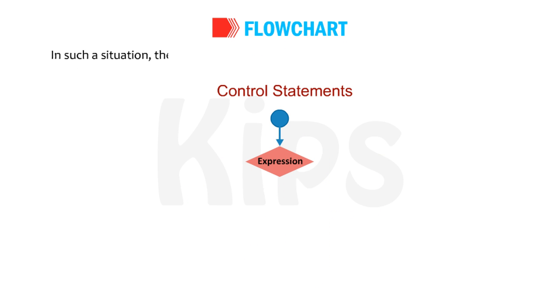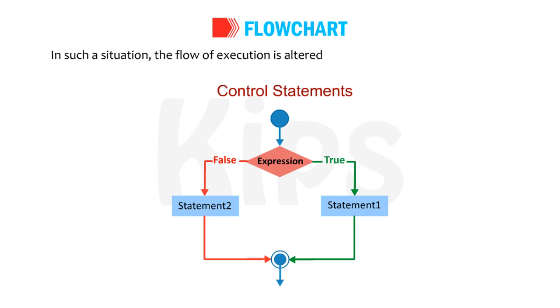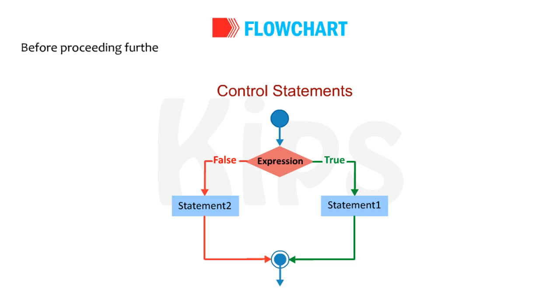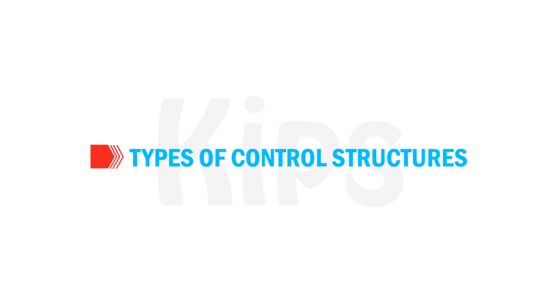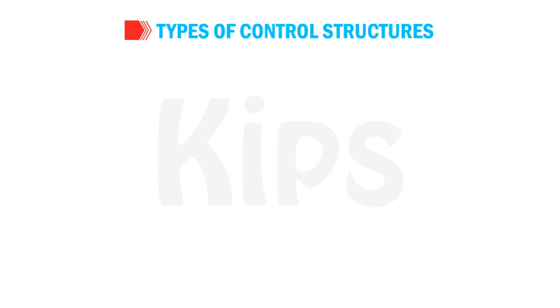In such a situation, the flow of execution is altered by the use of control statements. Before proceeding further, we must understand the different types of constructs or statements in programming that govern the flow of the control of a program. Let us find out about types of control structures.